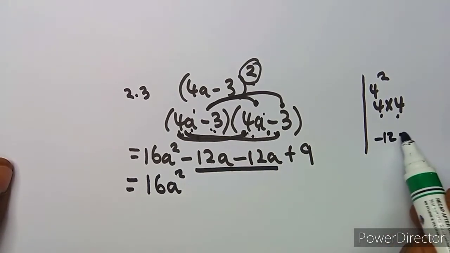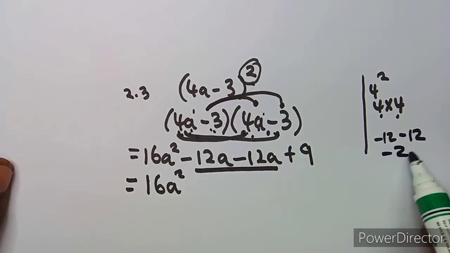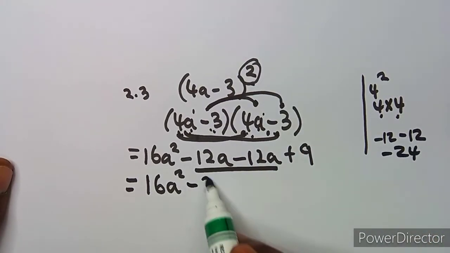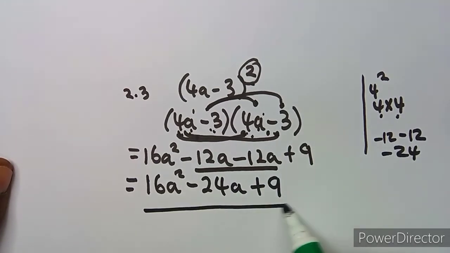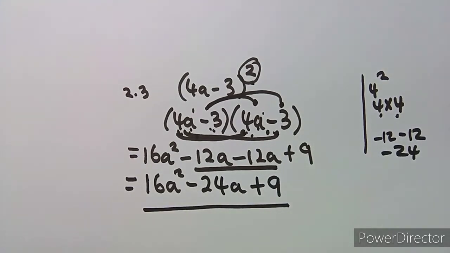Minus 12 and minus 12 from your calculator is minus 24. So it's going to be minus 24a plus 9. So we have expanded the brackets. To expand brackets, you just leave your answer like that.